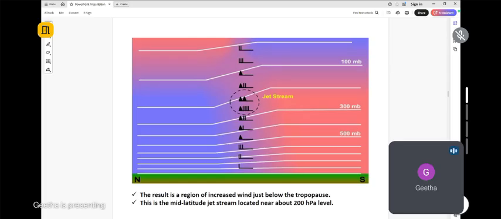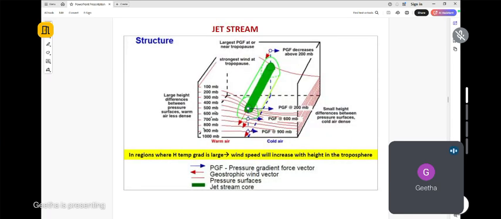So the third is the region of increased wind speed. The mid-latitude jet stream is located near about the 200 hPa level. And we also saw the three-dimensional figure. On the warm side, you see the height of the air column at the 200 hPa level; on the colder side, see the height of the air column here. So this much is the height gradient, and then this is the actual axis of the jet. You don't have to remember all these things; I am showing all these features just for you to visualize.